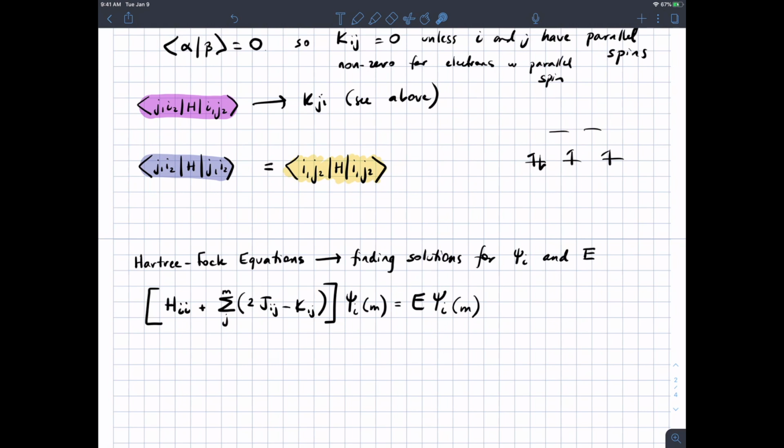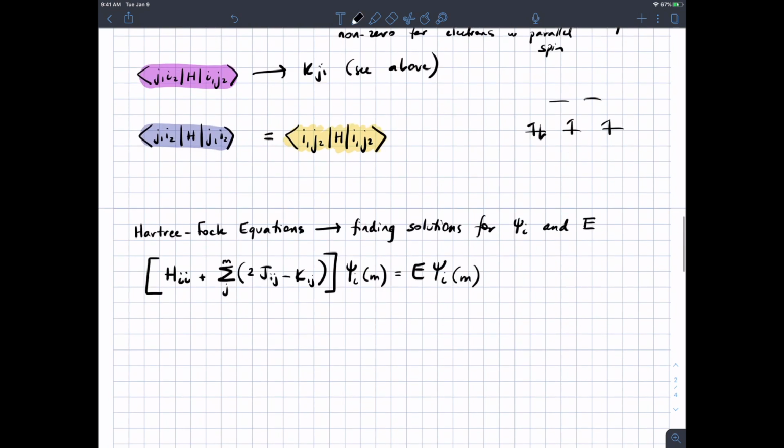Okay, so this is our Hartree-Fock operator representing the Hamiltonian acting on an individual electron wave function, now with the spin portion embedded in that symbol. We've got the core integral that again represents kinetic energy plus nuclear attraction.